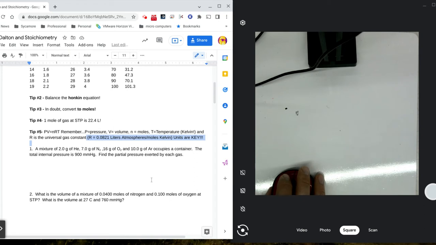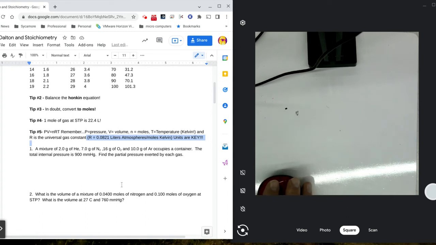You've got a mixture of these gases, and they give you the grams of gases that occupies the container. The total pressure is 900 millimeters of mercury. Find the partial pressure exerted by each gas. Okay, so step number one. Avogadro said, same temperature, pressure, volume, we have the same number of moles of gas. First thing I would do, convert all these to moles.